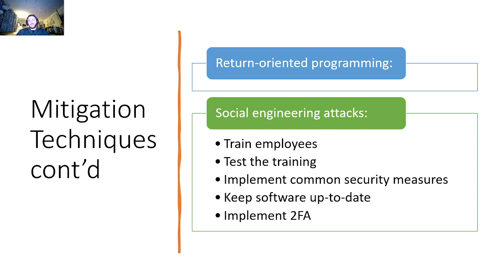And then social engineering attacks: we want to train employees, and we want to test the training. Not just do we want to train the employees what to look for, but maybe biannually or on a regular basis, send out a phishing email just to see if the employees have paid attention to what we ask. And then we want to implement common security measures: antiviruses, firewalls, constant network monitoring, keeping software up to date, and implementing multi-factor authentication, so two-factor authentication. What this will do is if somebody tries to sign in, it'll immediately let you know, and unless you have given them access, they will not be able to access your account.